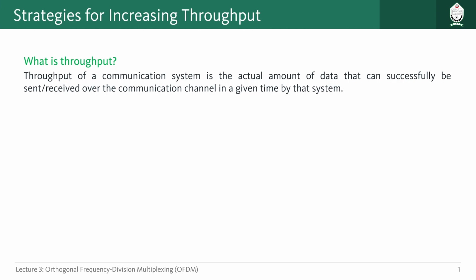Now, first of all, let us talk about some of the strategies we have for increasing throughput. What is throughput? Throughput of a communication system is the actual amount of data we can transmit through our system, right? Previously, we had heard about another term, channel capacity, the theoretical maximum data rate we can achieve for a channel. But in general, our system also has some limit, and based on that, the actual amount of data we can transmit through our system is the throughput of our system.